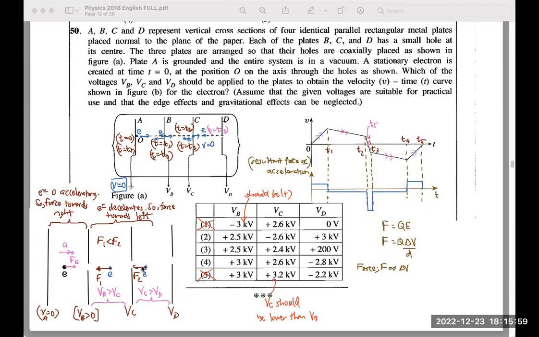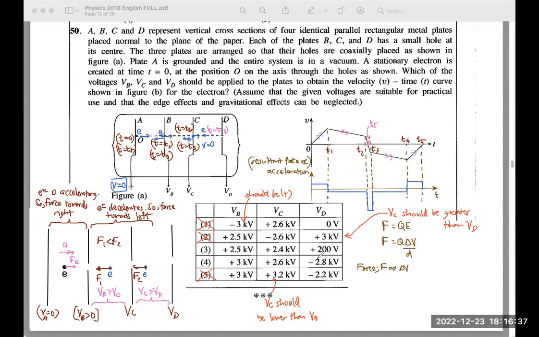The electron is decelerating. If the electron is decelerating, this should be high potential, this should be low potential. So we have to choose answers where VC is larger than VD. The second one is wrong, because VC should be greater than VD. Between the third and fourth, VC is greater than VD.